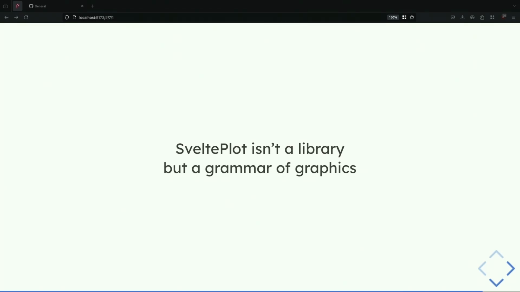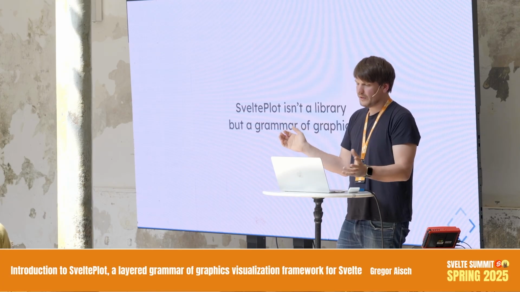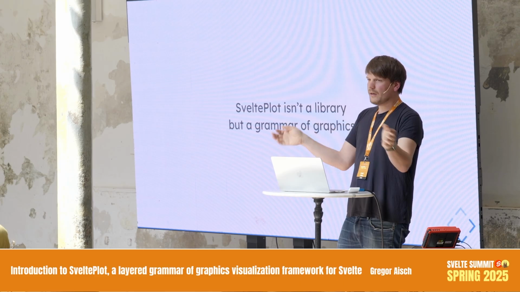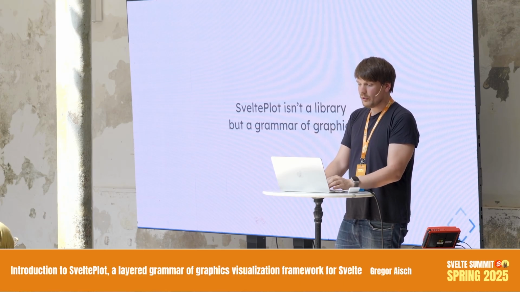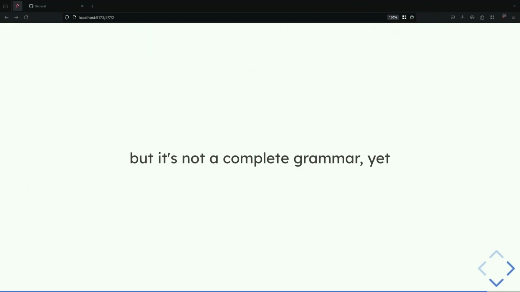Summary: SveltePlot is not a library, but it's a grammar of graphics. That means it is a language for describing graphics, and you can create thousands of things. There's no point in showing 10 or 20 examples. You have to use it and learn it like a language, and then you know what you can do with it. It's not a complete grammar yet. One thing that is missing both in ObservablePlot and in SveltePlot is the polar coordinates. So any fun radar plots or pie charts you cannot do with SveltePlot yet.